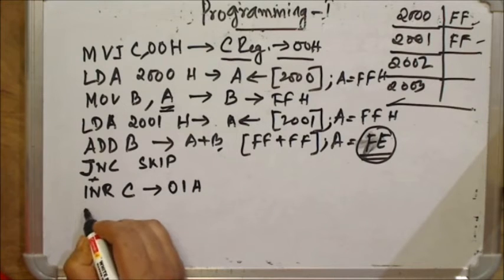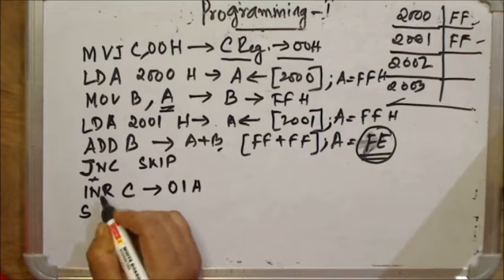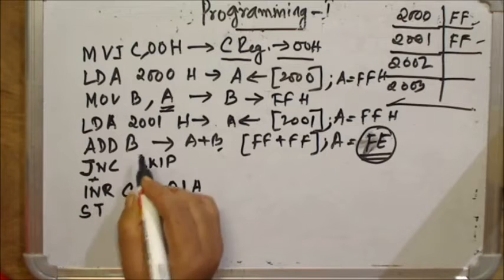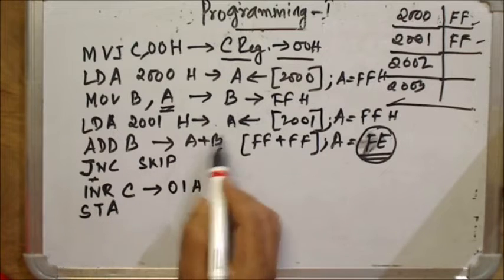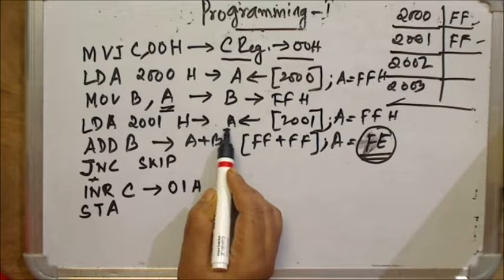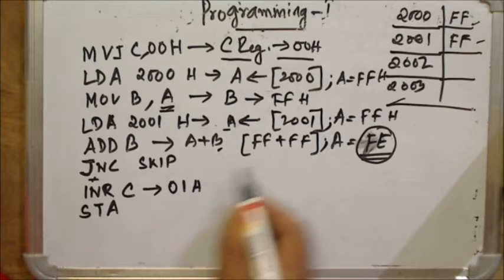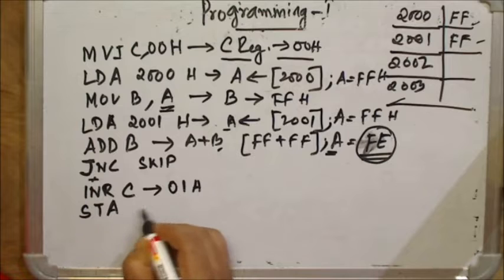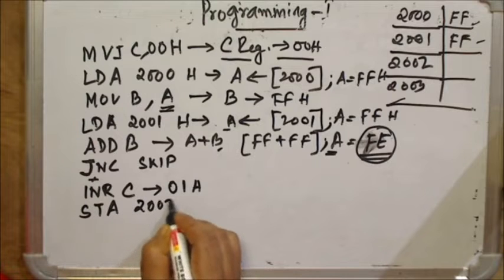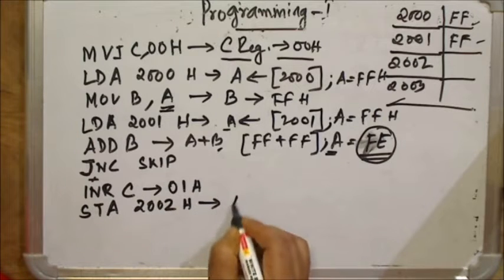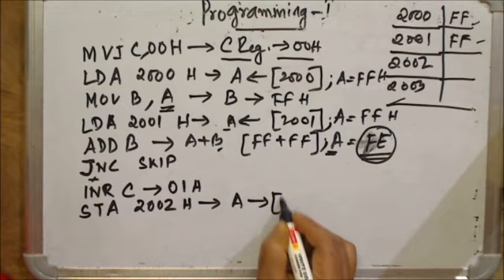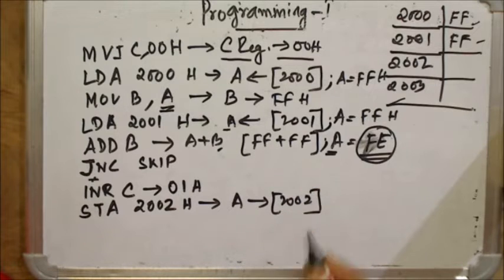Okay. Then what you have to do? We have handled the carry. Now we have to store the sum. Where was the sum stored? In A, right? That is STA 2002H. So whatever data was there in A will be stored in 2002H.